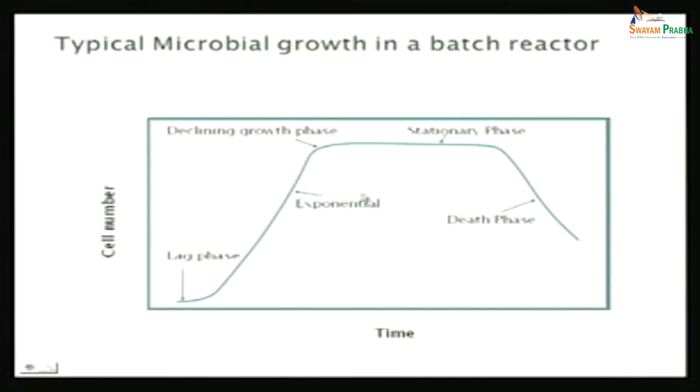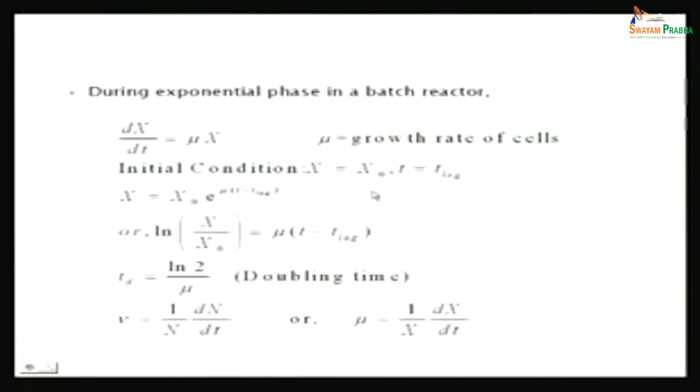So what we'll try to do is see what kind of models have been developed over the last 50 years to try and model this. We'll go slowly and understand one by one. The first thing that we look at is the exponential growth phase, which is the easiest to model. Now this exponential growth phase is given as dx/dt = mu x. You might want to make a note of this: dx/dt = mu x.